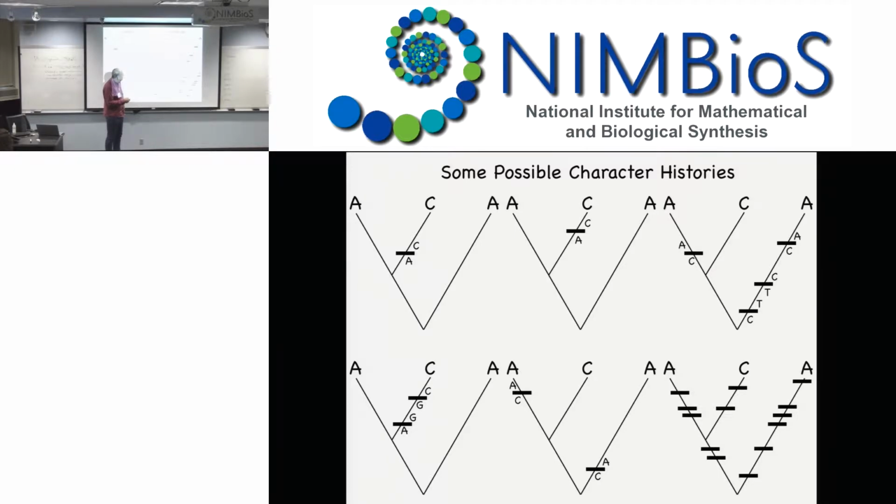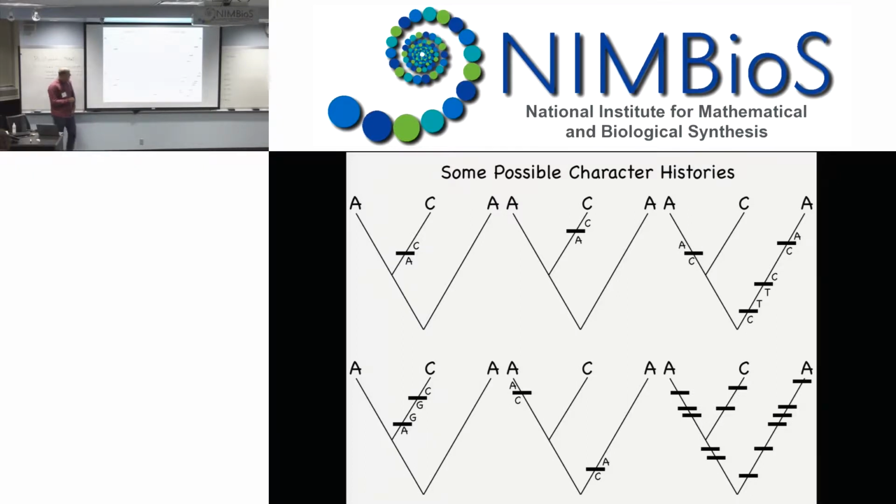We have a C at the root, and then no change along this branch, no change along this branch, which would lead to a C. If we had a change at this point from C to A, we'd have an A here. And then on this branch, I put a pretty complicated sequence of events, C to T, T to C, C to A. But the important point is this character history would lead to the observations we made.